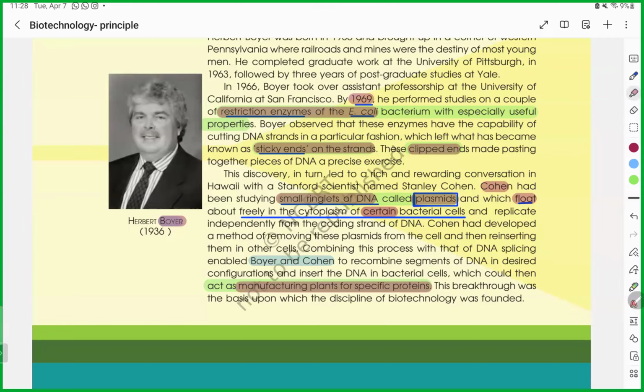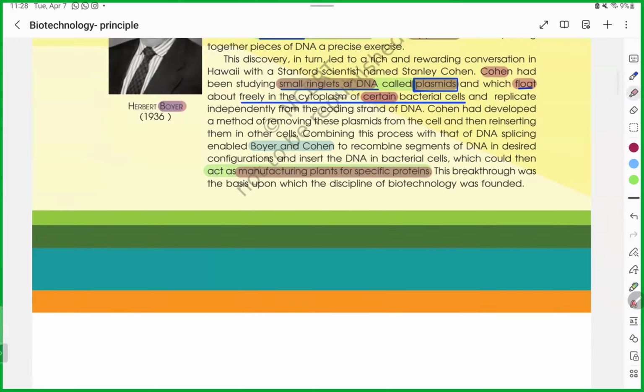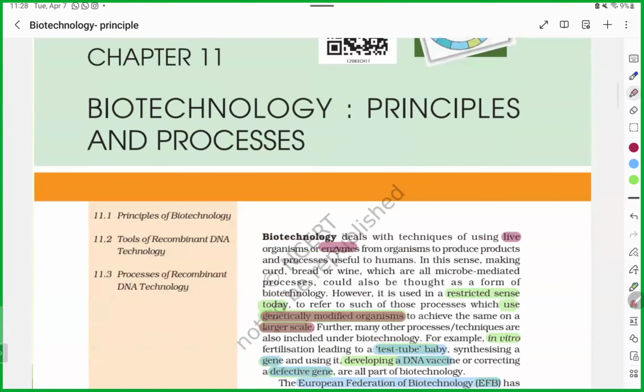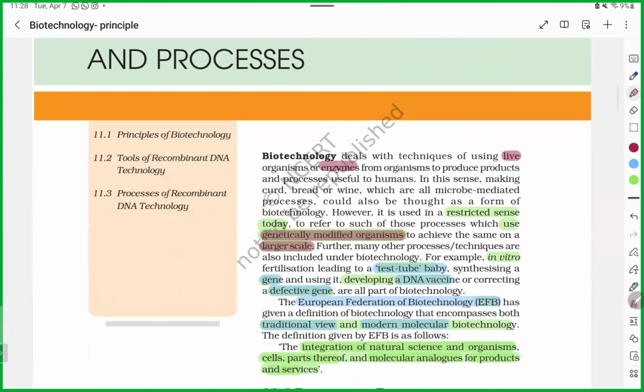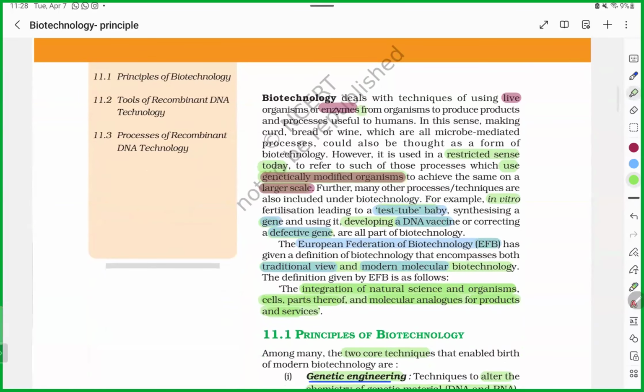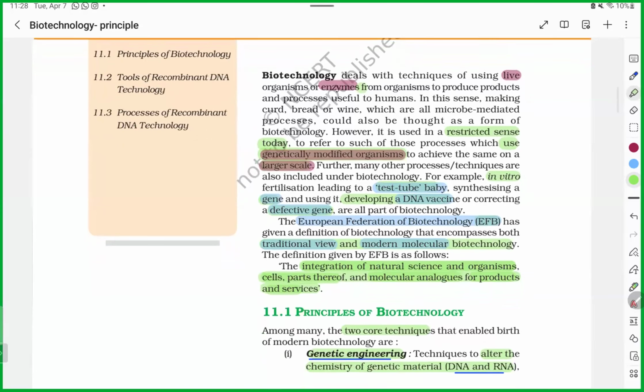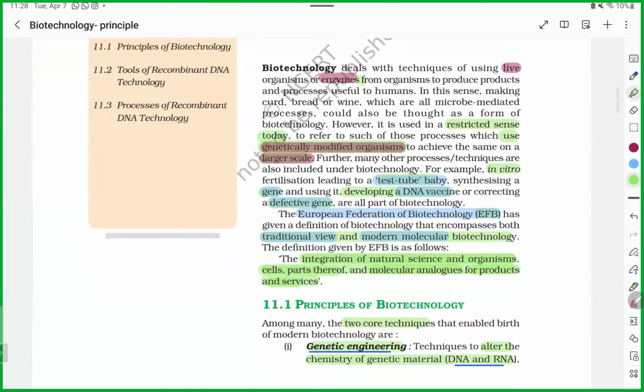Central dogma: how information passes from DNA to RNA and then to protein formation. Second, in biotechnology, we use live organisms or enzymes at a large scale, and we use genetically modified organisms. In a test tube, we use test tube babies, gene editing, gene synthesis, DNA vaccines, correction of the defective gene, gene therapy.